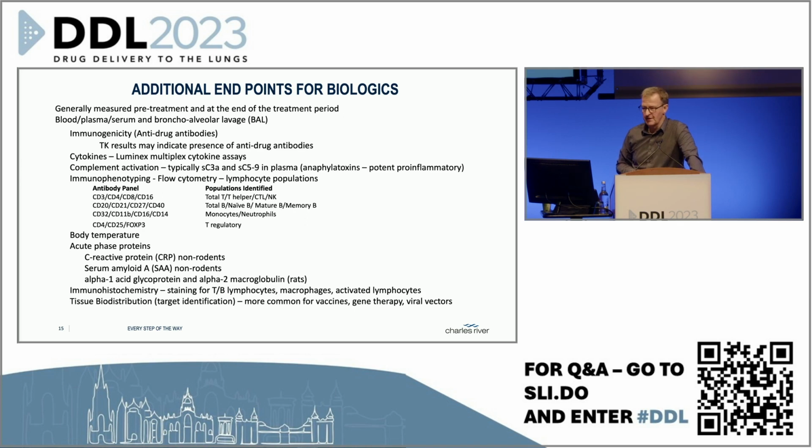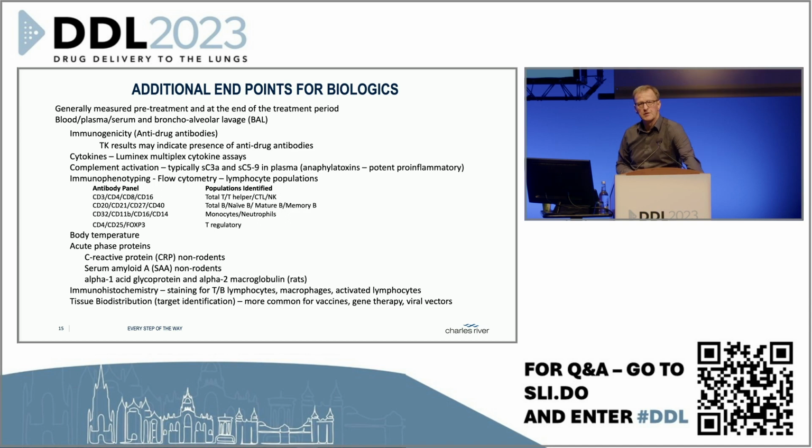Cytokines are investigated in a multiplex assay, so a whole host of cytokines. And complement activation, typically this would be C3a, C5, and these are pro-inflammatory agents. We'd also look at immunophenotyping by flow cytometry, so we're looking at a range of T and B lymphocyte populations. Body temperature can be routinely measured, as well as acute phase proteins such as C-reactive protein in non-rodents and alpha-1 acid glycoprotein and alpha-2 macroglobulin in rodents.